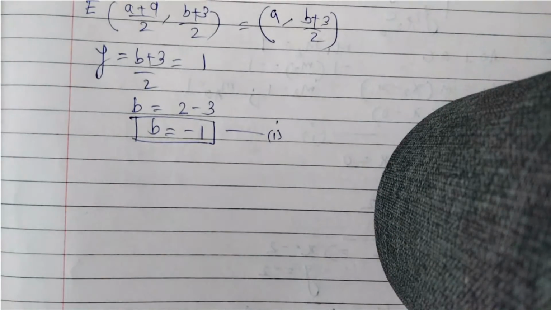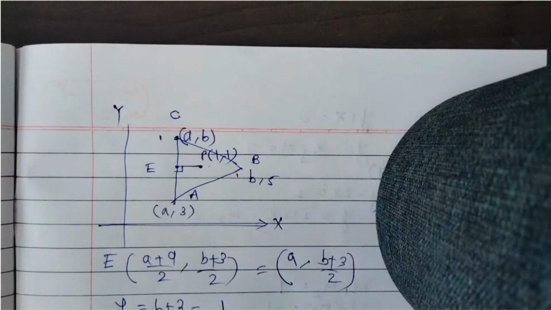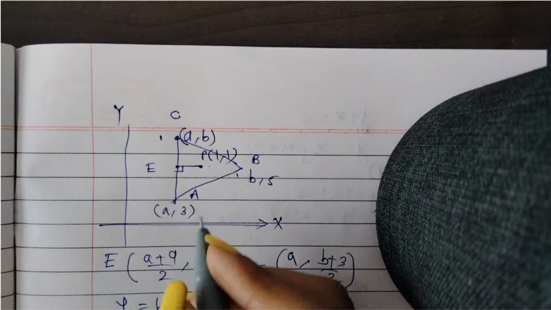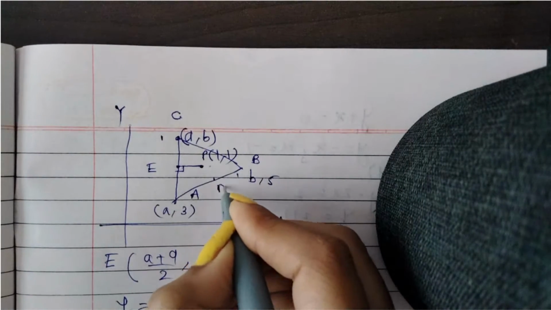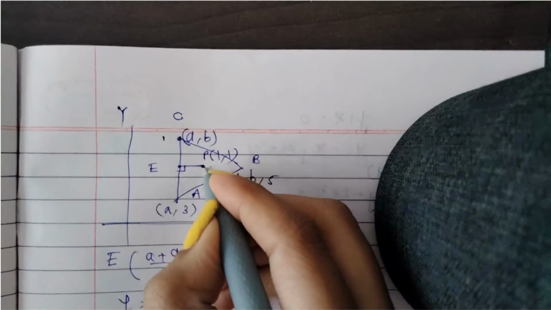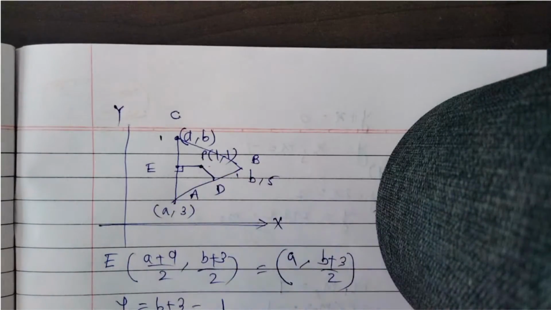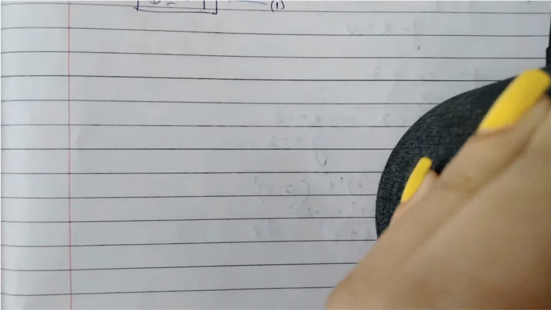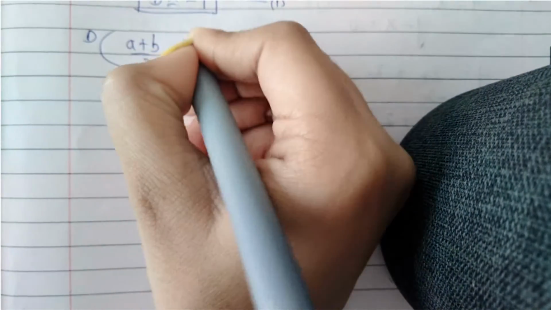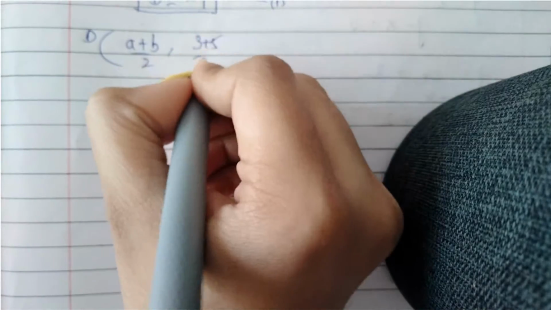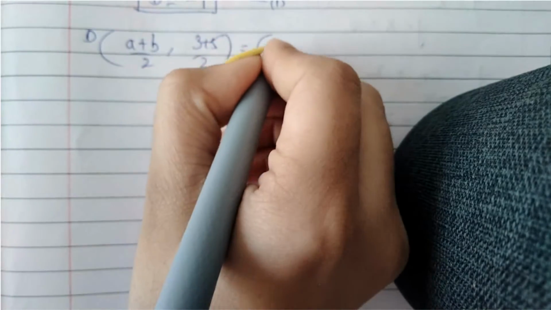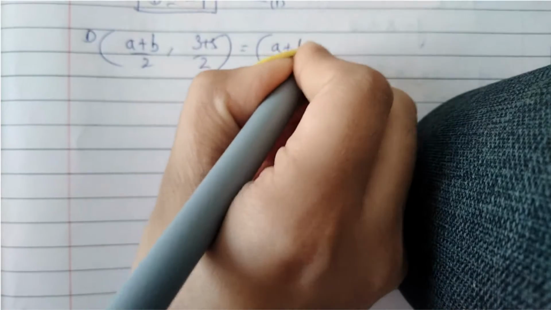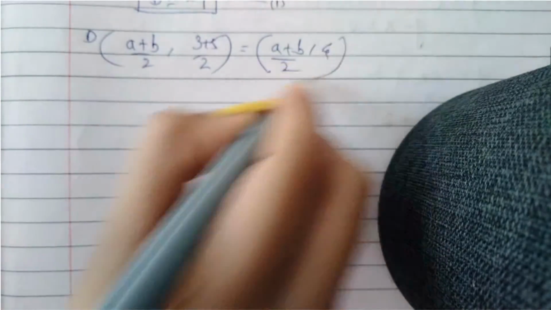Now similarly, in the triangle we can find the midpoint of side AB, that will be, suppose, D. So when a line is joined like this, PD is again the perpendicular bisector of AB. So let us find the coordinates of D. Those will be ((a + b)/2, (3 + 5)/2). So D coordinates are ((a + b)/2, 8/2), which is 4.